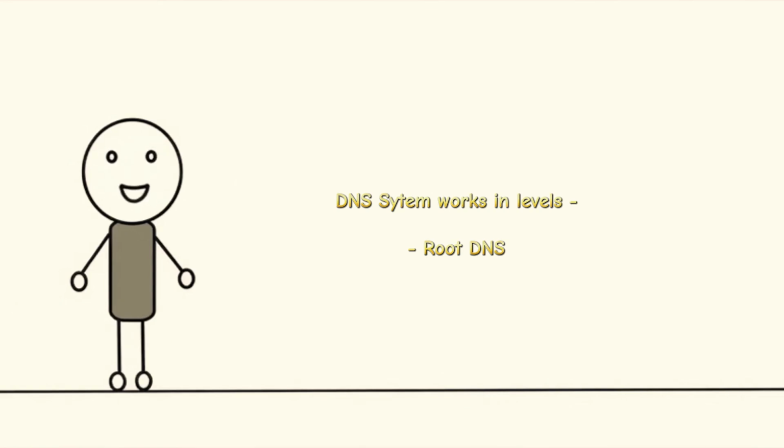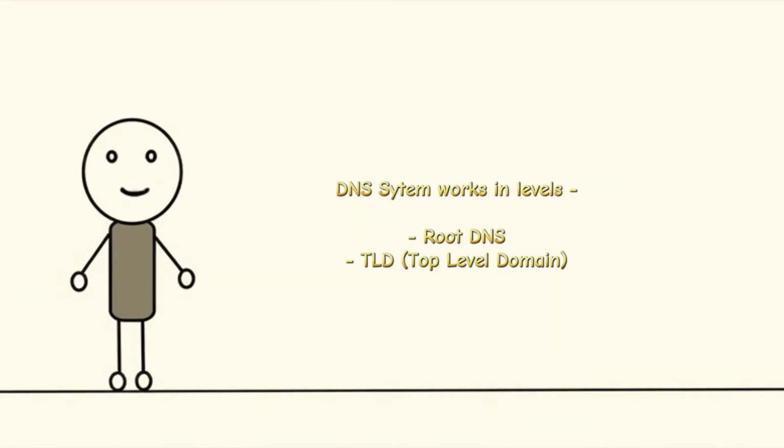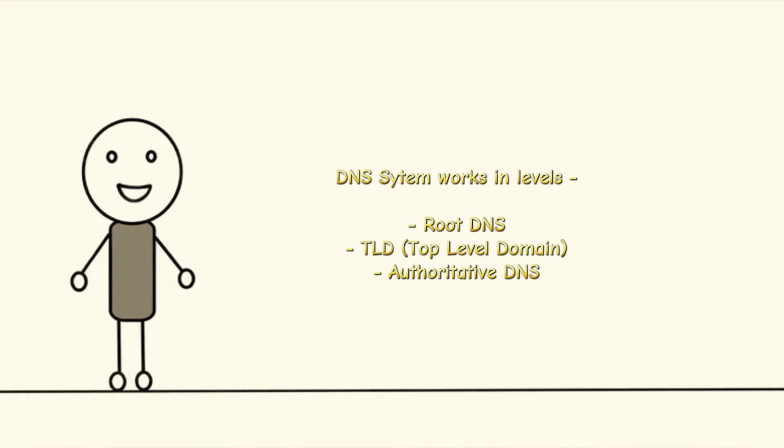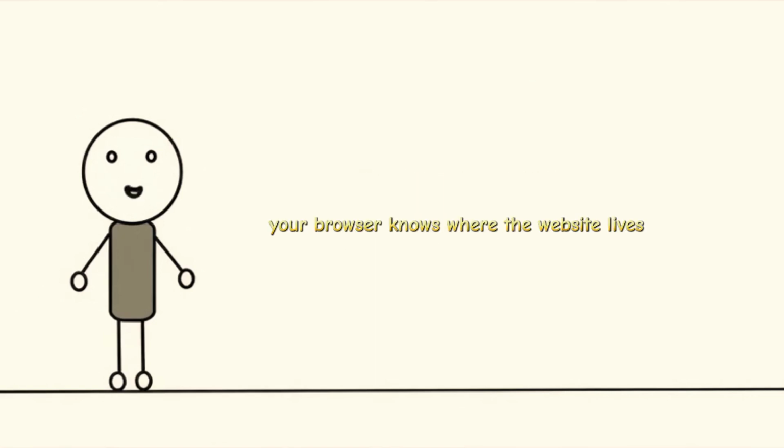The root DNS is like the reception desk of the internet. Root DNS says, I don't know the exact address, but I know which place handles .com websites. Next is TLD, which is top level domain. It handles .com, .org, .net websites. Top level domain DNS says, I don't know the website's IP either, but I know which DNS server is responsible, for example .com. So now it goes to authoritative DNS, the one that knows the exact IP address and gives it. Finally, DNS replies with the IP address for www.google.com. Now, your browser knows where the website lives.